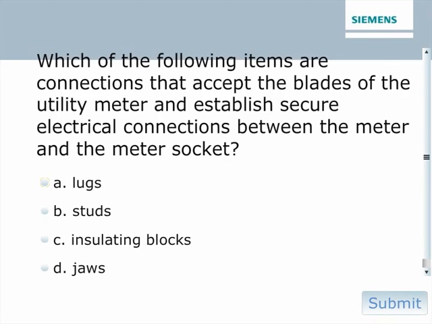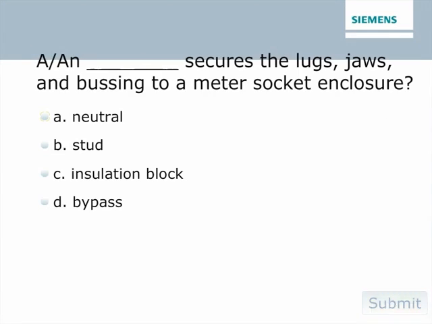To the final exam. Question 1. Which of the following items are connections that accept the blades of the utility meter and establish secure electrical connections between the meter and meter socket? Is it A, lugs, B, studs, C, insulating blocks, or D, jaws? Question 2. A/An blank secures the lugs, jaws, and busing to a meter socket enclosure. Is it A, neutral, B, stud, C, insulation block, or D, bypass?